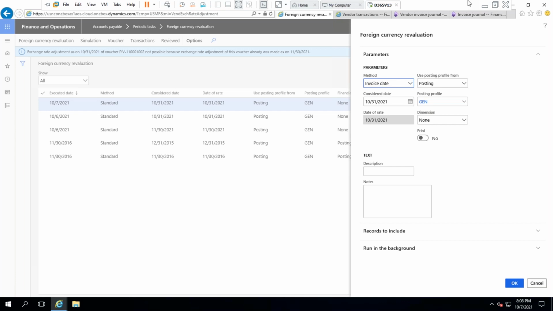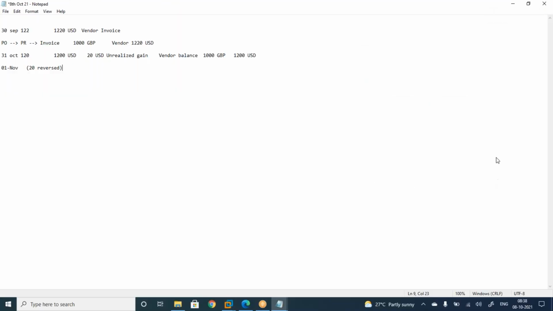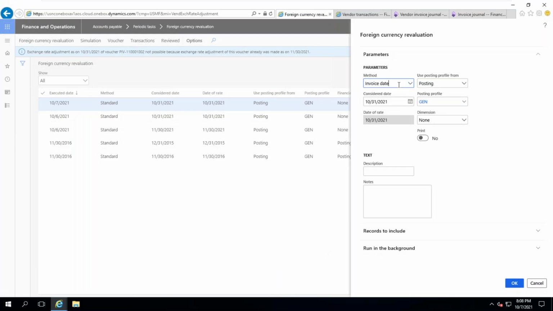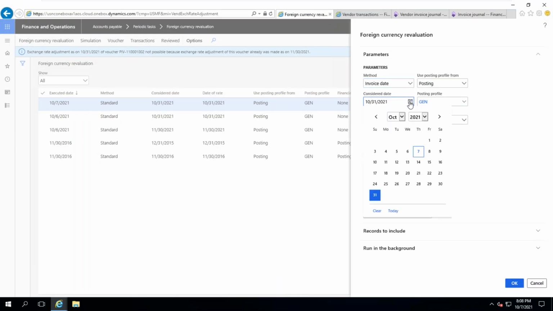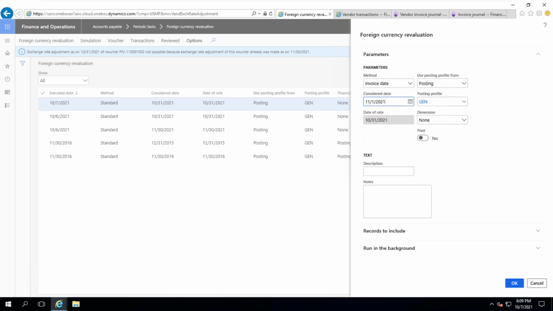Okay. So, any questions, any confusion for junior people? Satya, can you go back to that screen? So once you select invoice date, you need to change the date also to November 1st, correct? Yes, exactly. You have to change. Okay, yeah. The considered date should be 1st. And the date of rate is the old one only. Okay, yeah, got it. 31st. Yeah.